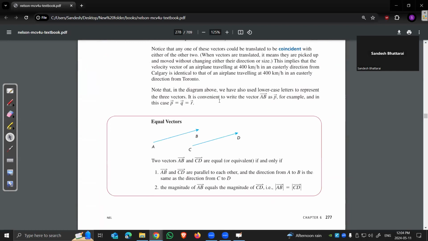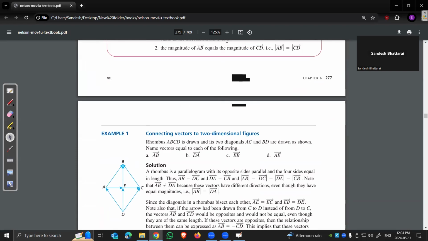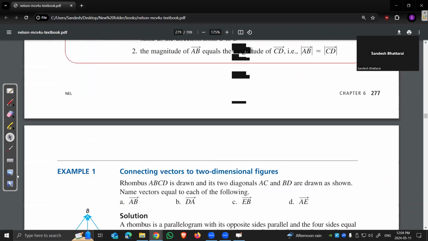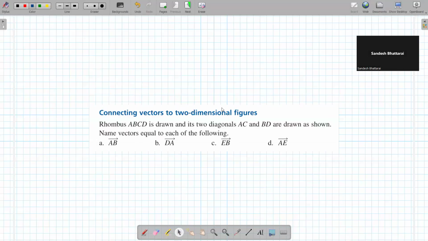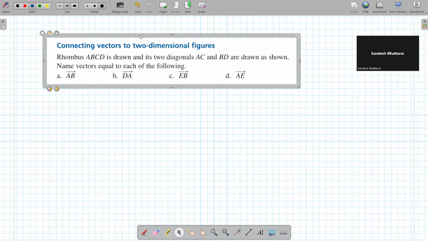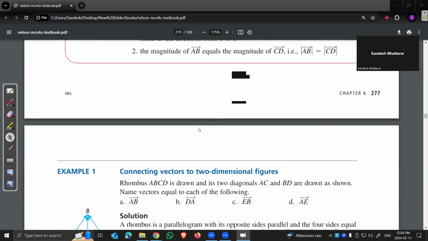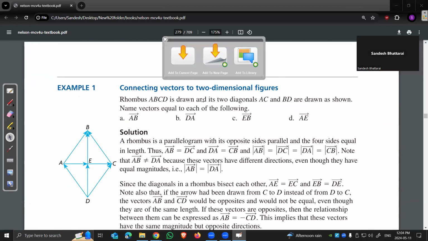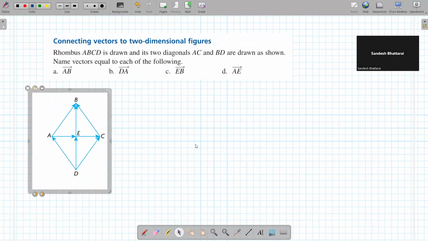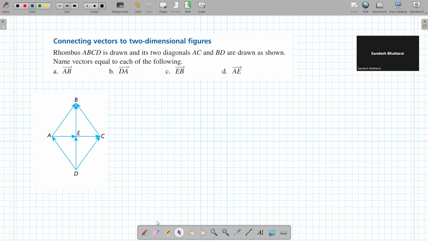Are there any questions we can do? All right, here's a question. When it comes to vectors, there's bound to be some similar vectors. A vector is basically something that brings you from one point to another. That is it. So let's look at this question. We're given a rhombus. It says it's a rhombus.